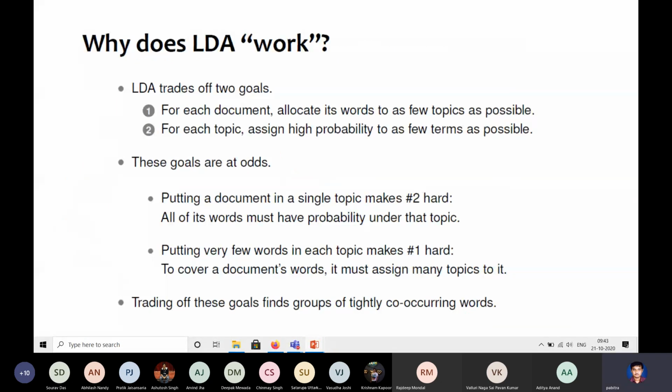Okay, so that's what is mentioned here. For each document, allocate to it as few topics as possible. And for each topic, with high probability, assign as few words as possible. So these are the two goals that this Dirichlet is trying to enforce. And this reflects reality. That's why it's a good model. Putting a document in a single topic makes number 2 hard, so these two are also at a trade-off.